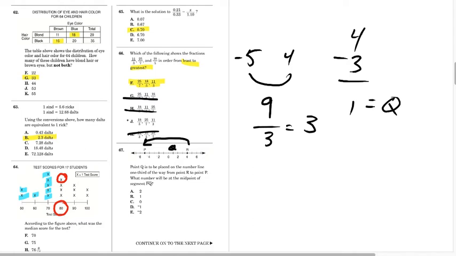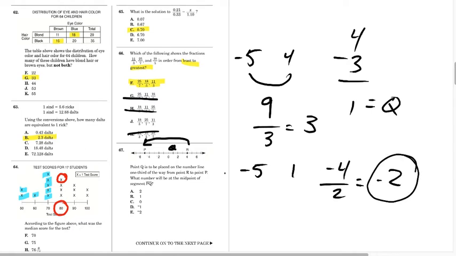Okay, so what do they want to know? They want to know the midpoint of PQ. So P is -5, Q is 1. Combine those, you get -4. Divided by 2, you get -2. That is how we find midpoints. That is answer E.